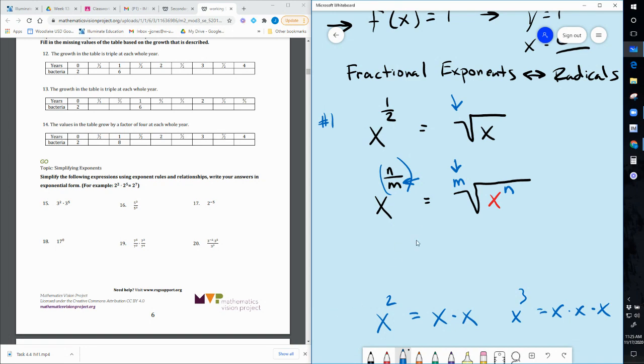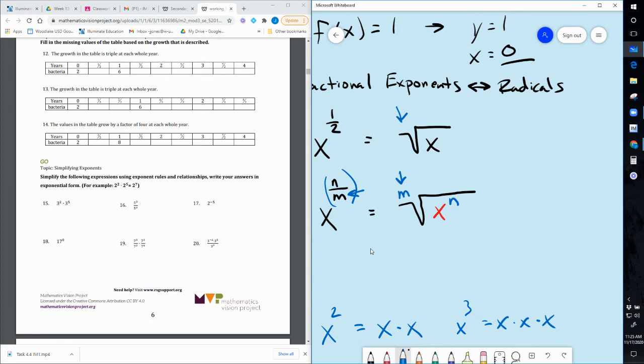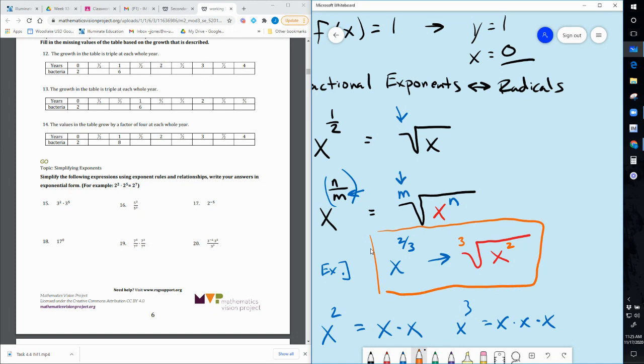So an example of this would be if you threw numbers in there. Let's say I said convert x to the 2/3 power to a radical. Well, the first thing we have to do is make a square root symbol and put our base, our big value of x, underneath. My root is 3 because that's on the bottom of the fraction. And then my 2 goes there. And so now I have converted using numbers. So there's a good example of that.